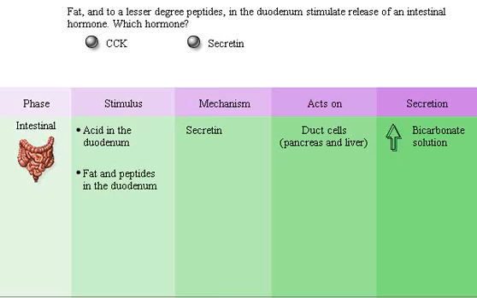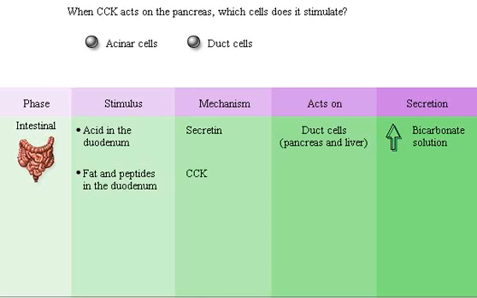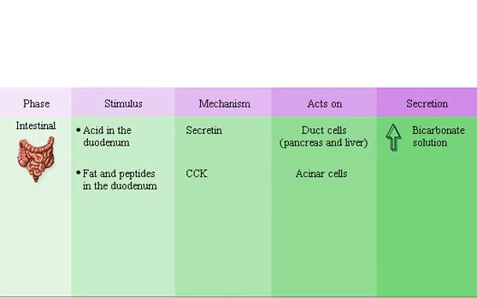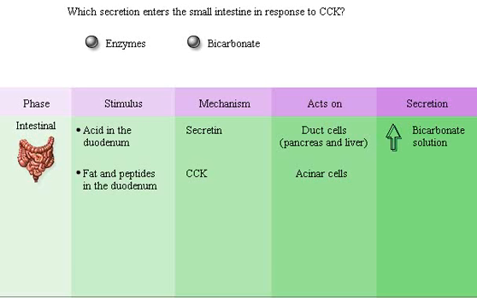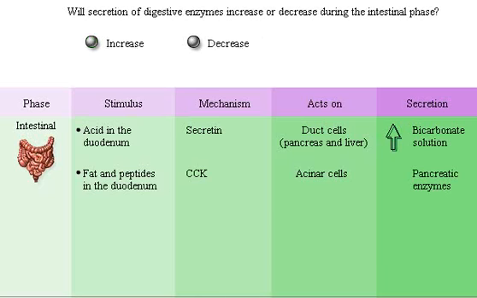Fat, and to a lesser degree peptides, in the duodenum stimulate release of an intestinal hormone. Which hormone? When CCK acts on the pancreas, which cells does it stimulate? Which secretion enters the small intestine in response to CCK? Will secretion of digestive enzymes increase or decrease during the intestinal phase?